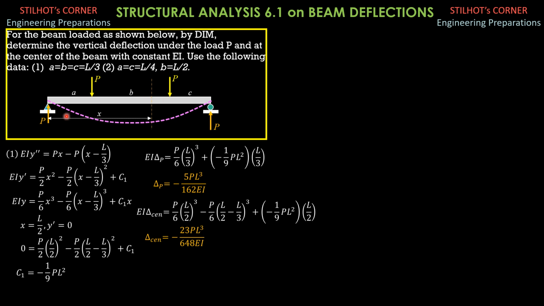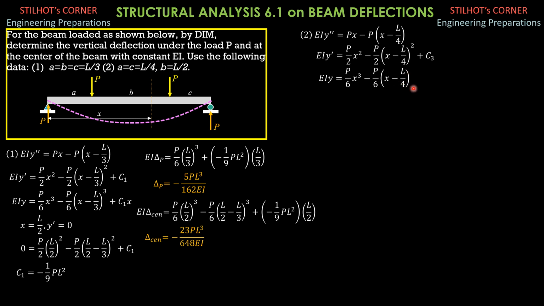For part 2, we have the same reactions P. And the equation will just be, this will just change to L over 4. So Px minus P quantity x minus L over 4, integrating, EI y prime equals P over 2 x squared minus P over 2 quantity x minus L over 4 squared plus C sub 3. So we'll just use C sub 3 because it is not equal to C sub 1. This is a different case. Integrating further, EI y equals P over 6 x cubed minus P over 6 quantity x minus L over 4 cubed plus C sub 3 x. There's no C sub 4 again.